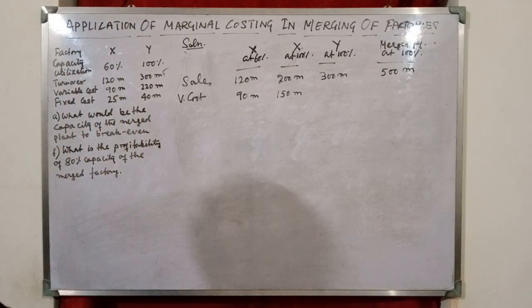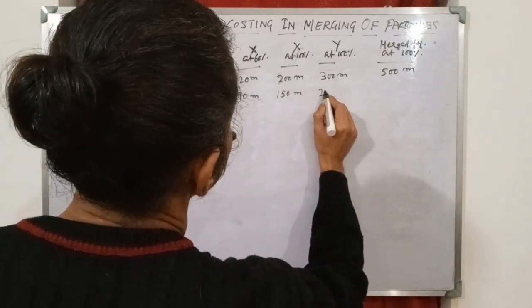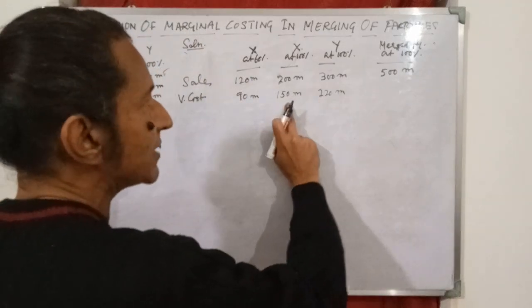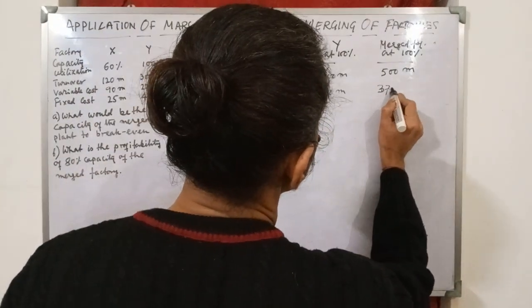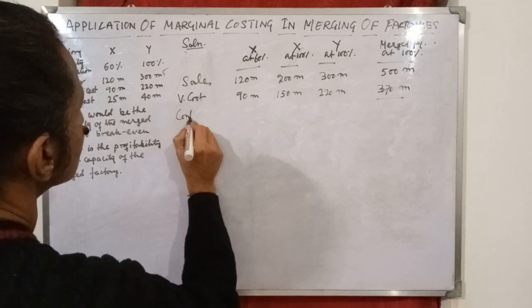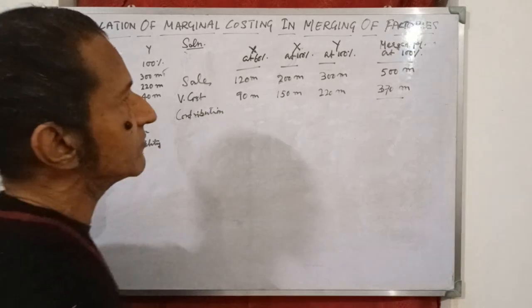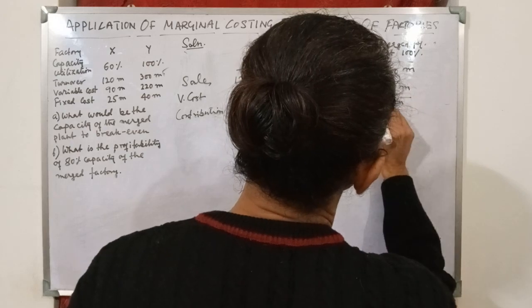And variable cost of factory Y at 100% is 220 million, given. So this plus this, the total variable cost of the merged factory will be 220 plus 150, that is 370 million. Therefore, contribution of the merged factory will be 130 million.